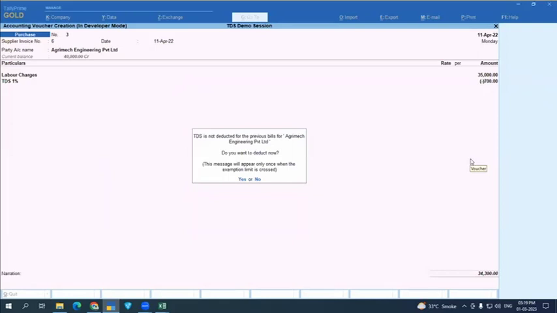It means TDS was not deducted for the previous bills, 15,000 and 25,000, whatever. The note says this message will appear only once, when the exemption limit is crossed. Suppose the limit is crossed, and this message appears, it will never appear next time. So I am putting yes here. Now check what happens.